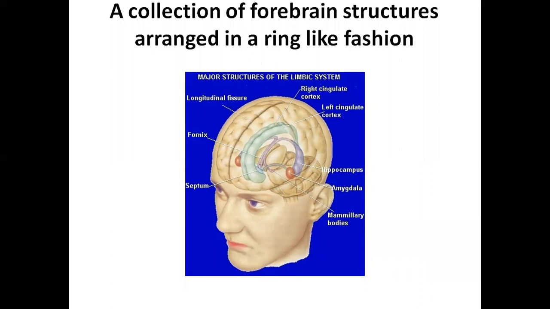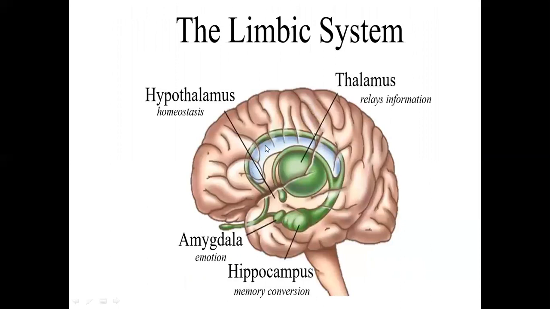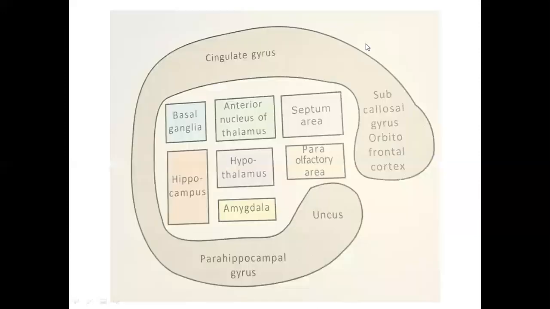The word limbic has originated because of the arrangement of various structures in a ring-like manner. Can you see this? Yes. So that is the reason it is called the limbic system. So all the various nuclei are arranged in a ring-like fashion. This is a simplified diagram in your textbook. Okay, so this is the ring form.